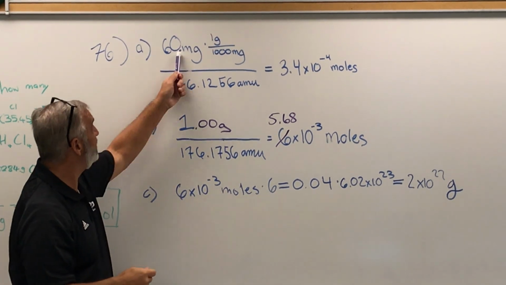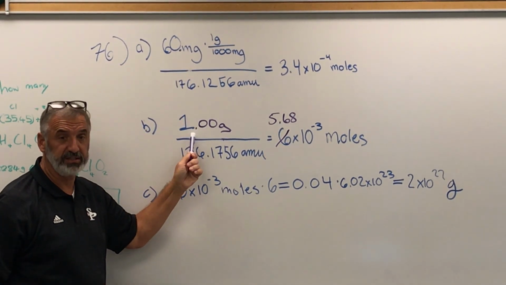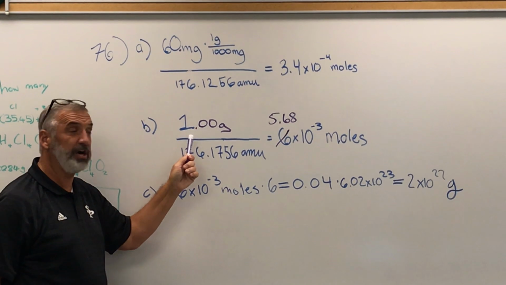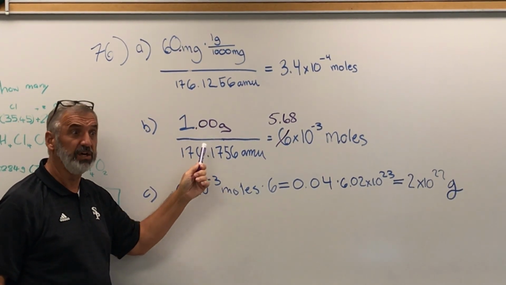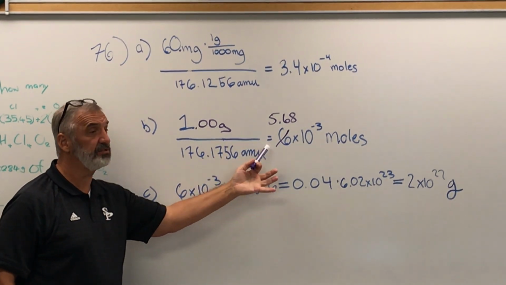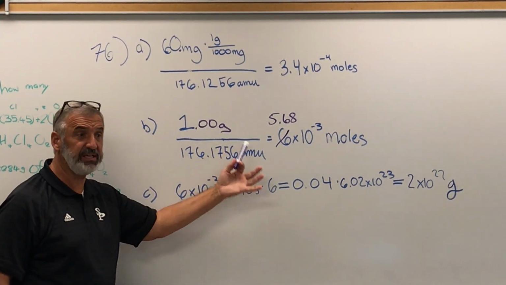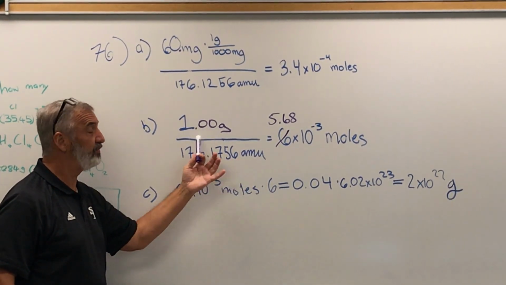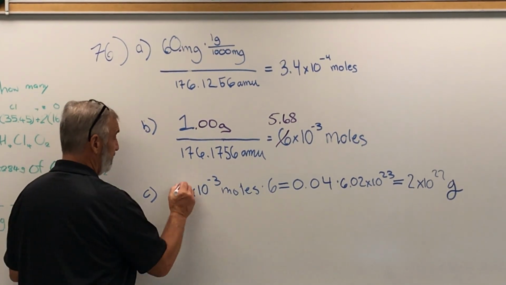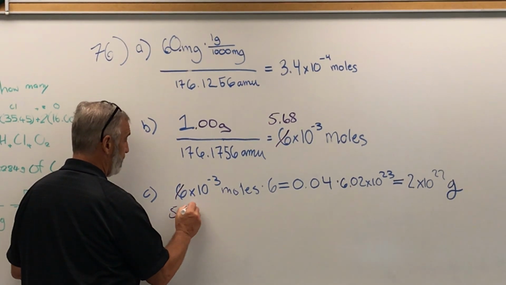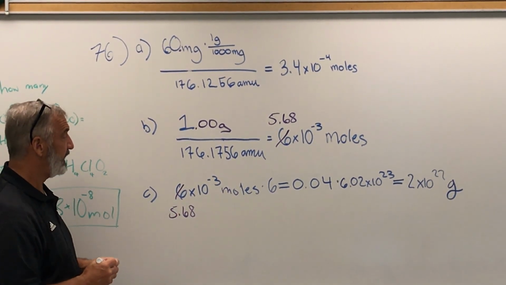So it's just a matter of carrying. Don't just drop them off because they don't change anything. They're there because they measure to that degree of accuracy. That's the whole point of sig figs. We want to be as accurate with our answer as possible without exceeding the limits of what we measure. And then again, this would be 5.68 moles.